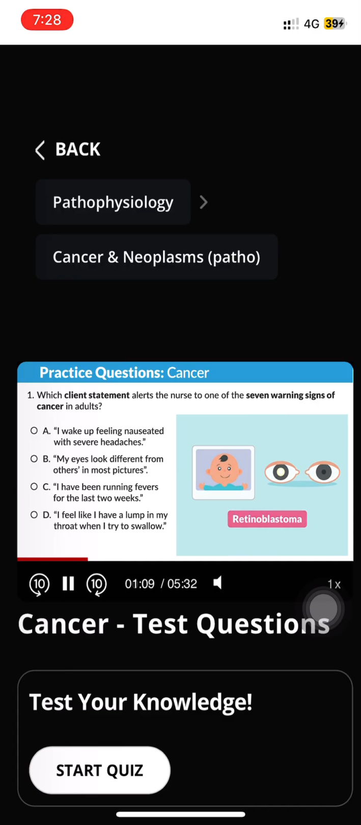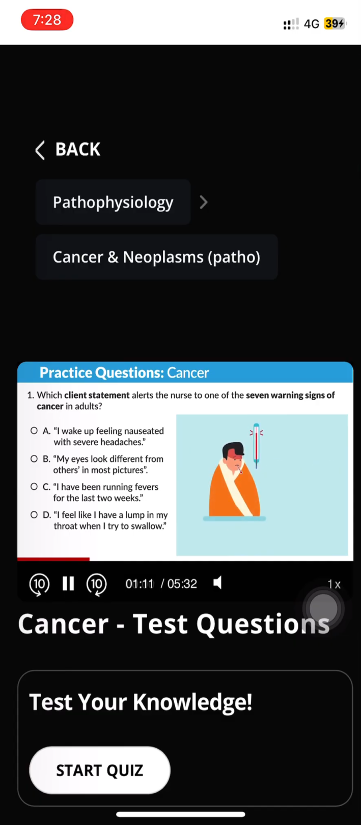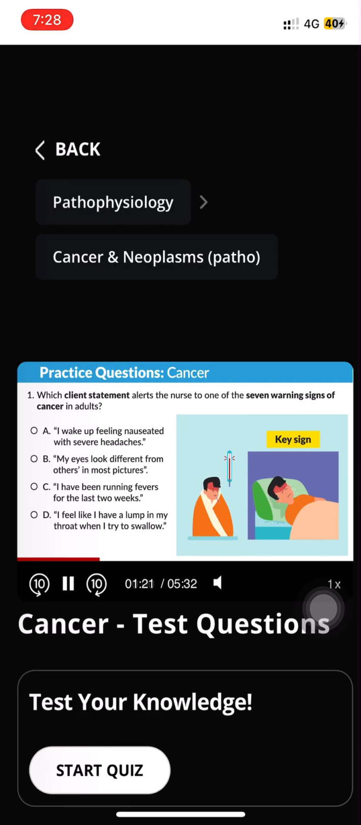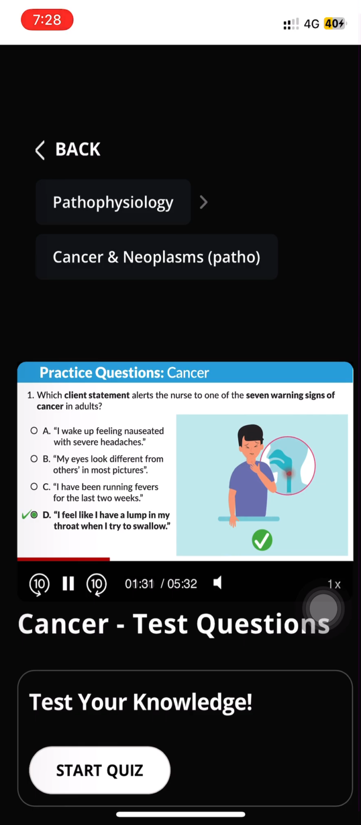Now for option C, I've been running fevers for the last 2 weeks. Now this one was really close, but it's incorrect. Running fevers is actually a sign, but a key term that was not mentioned is night sweats. This would be a classic sign of adult cancer. So once again, option D is the most correct. I feel like I have a lump in my throat when I try to swallow. Yes, the key term that we're looking for here is swallowing difficulties.